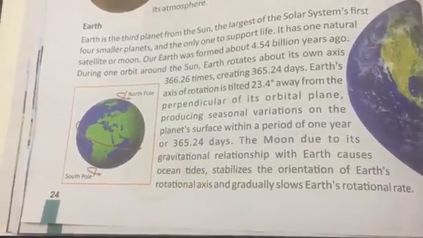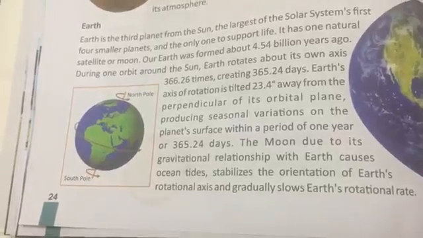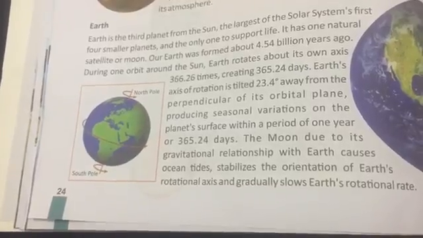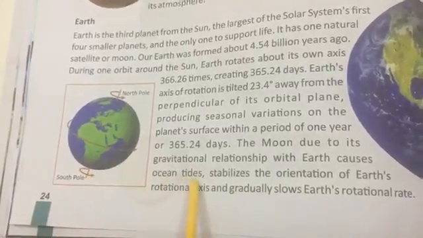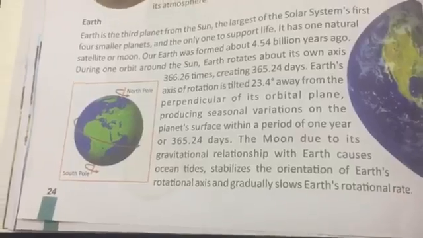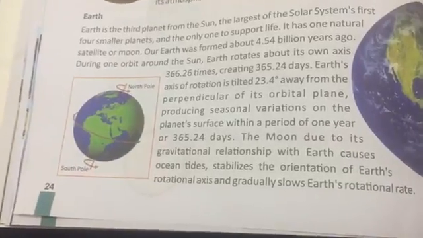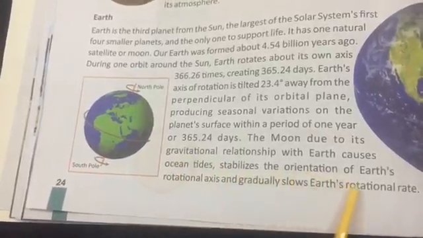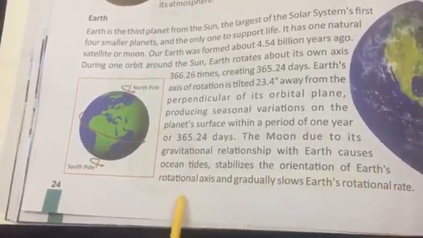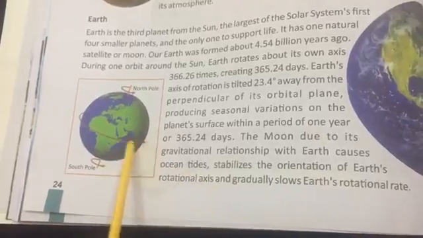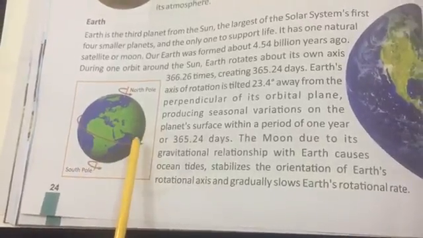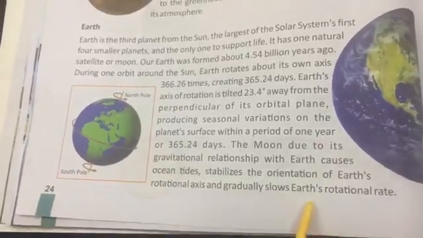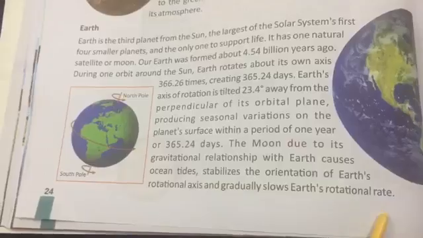If you have ever heard, when there is the full moon, the gravitational force is much more at that time, so there are ocean tides. Ocean tide means the waves of the ocean become very high, right? It also stabilizes the orientation of Earth's rotational axis, balances the rotation of the Earth on its own axis, and slows Earth's rotational rate.